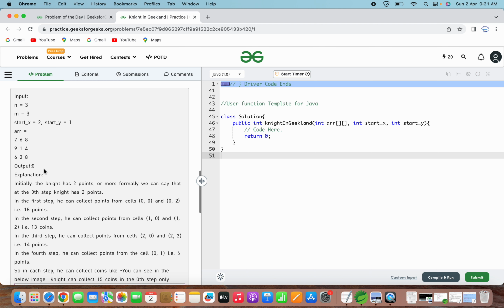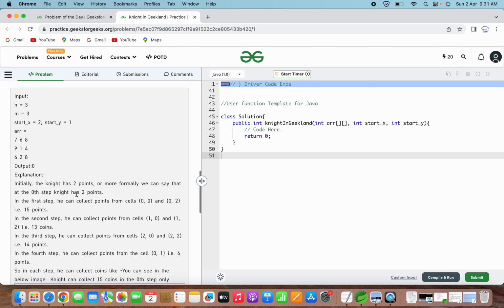So here the output is 0. That means he does not have to take any step, because initially the knight has 2 points or more. Formally we can say that in the 0th step the knight has 2 points. In the first step he can collect points from cell 0,0 and 0,2.